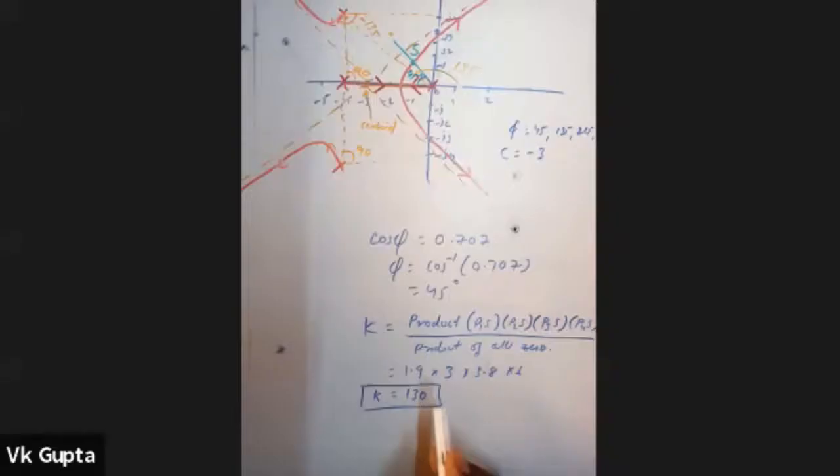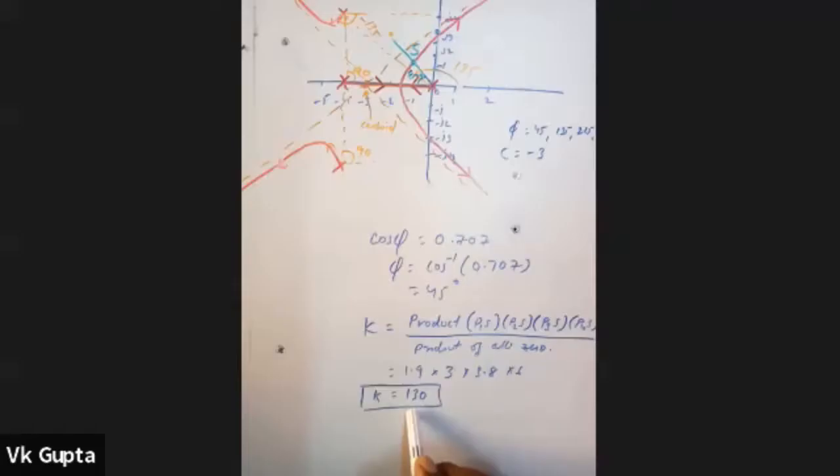Now we had found the range of K. What was the range of K? 0 to 568.85. So 130 is less than 568. It means my system is stable. Yes, sir. My value of K should be less than 568.